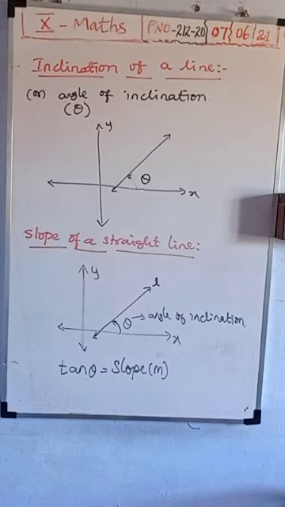We can say slope or gradient of a line, it is denoted by m. Only a non-vertical straight line will have a slope. Some examples of slope: when constructing a staircase, we will use the slope. There we will get a slope.